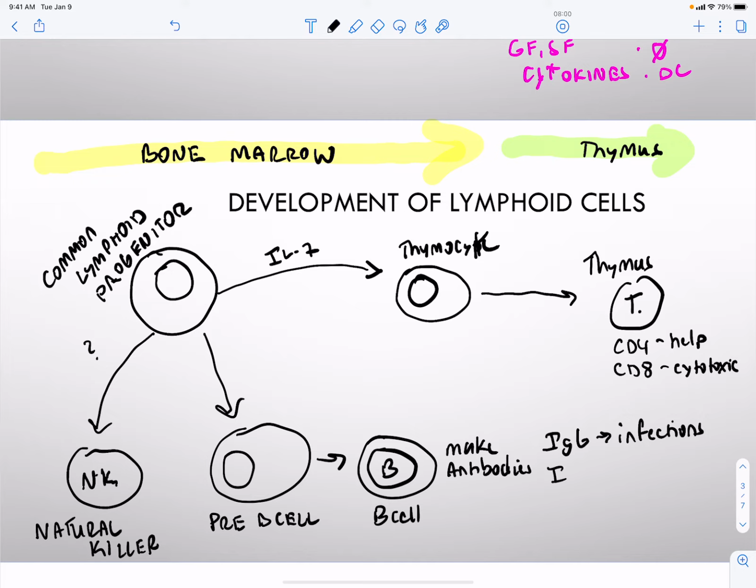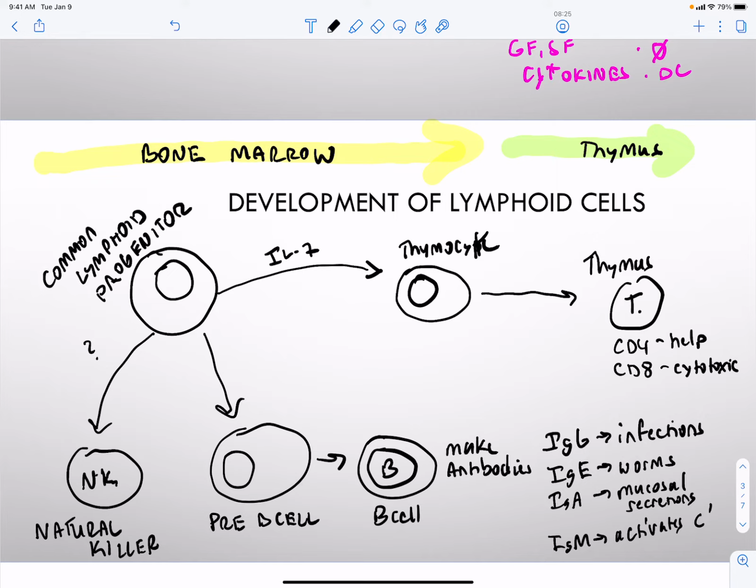We're going to have IgE, which is important for worms, for example, but also the allergic response. We have IgA, which is going to be in your mucosal secretions. We have IgM, which is good at activating complement. C prime is complement. And so all of this is very important for your immune system to keep you healthy.